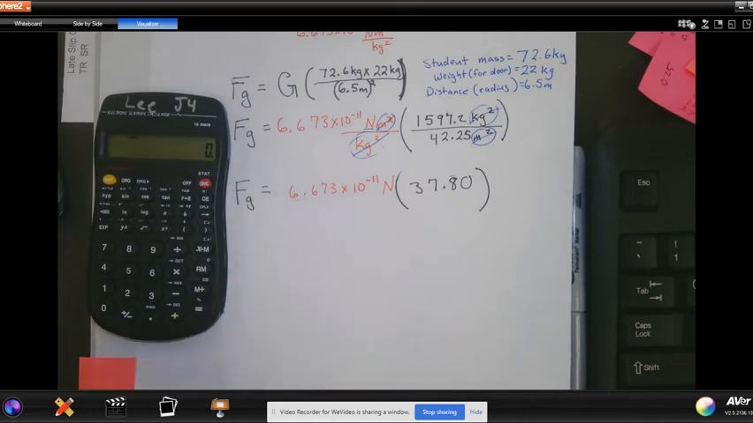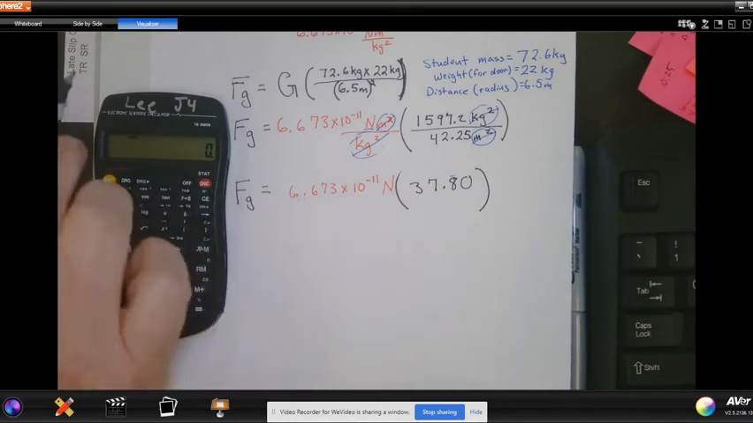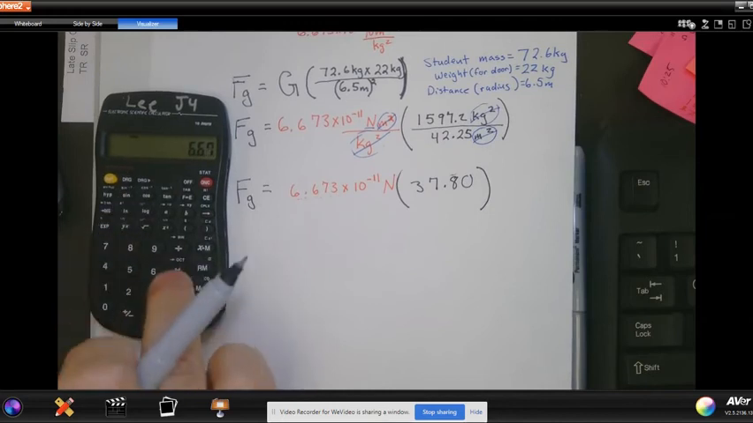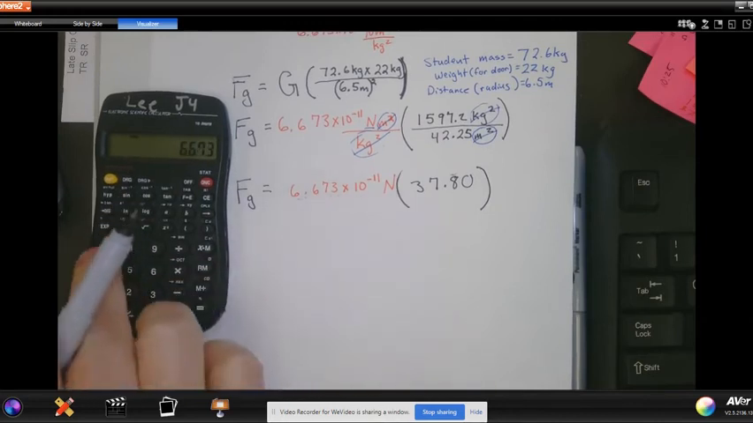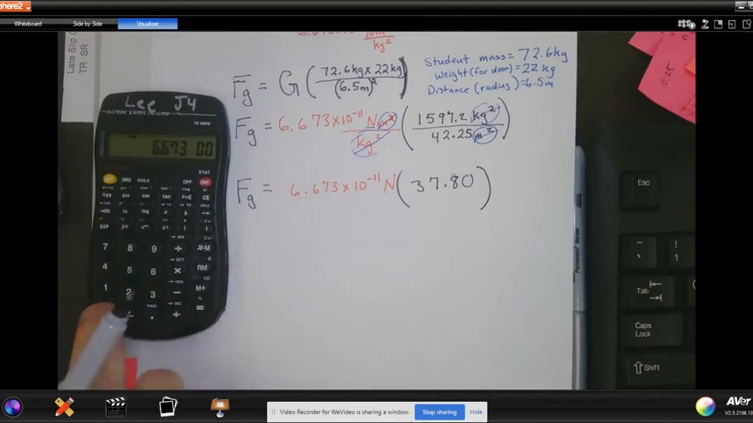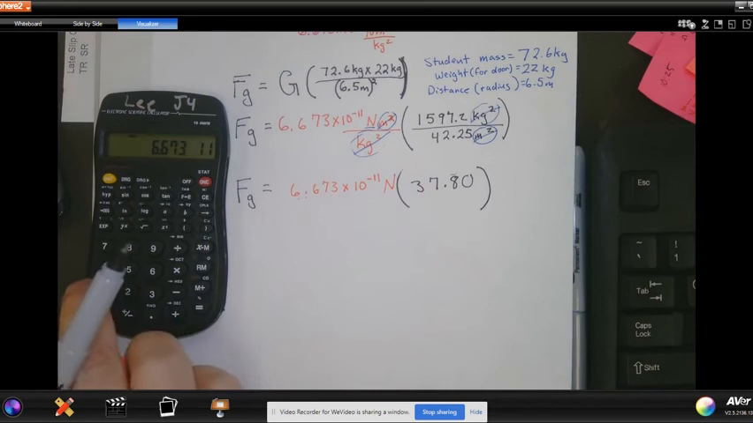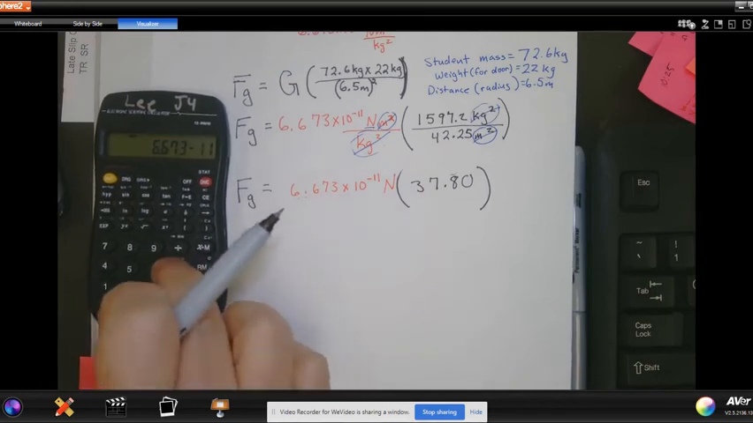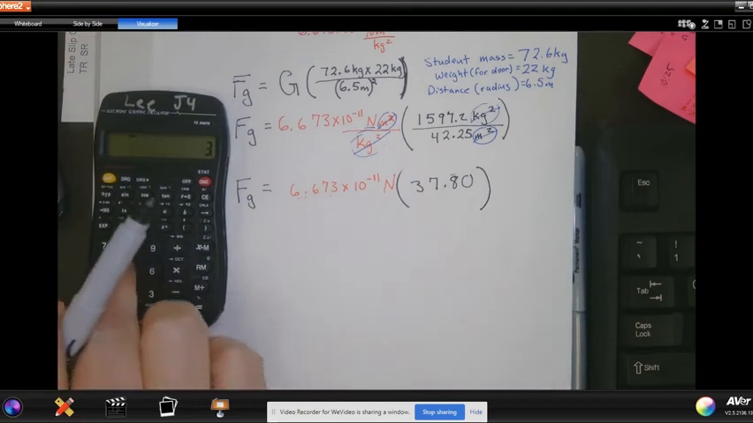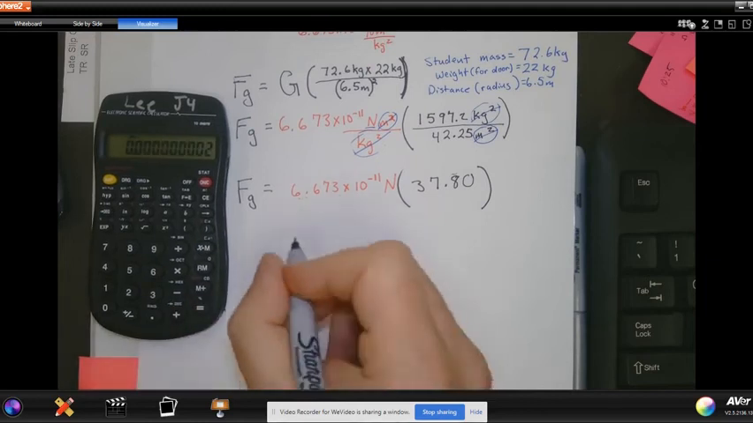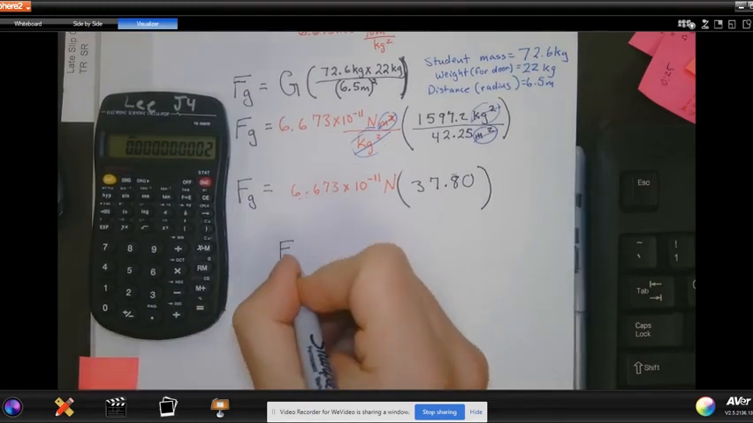All right, so we have to put in the gravitational constant. That means we have to use the exponent. So we're going to use the student calculator so you guys know how to use it. 6.673, and I need to hit the exponent. And I'm going to say 11, but that's a negative 11, so I'm going to hit the little negative there. And I'm going to multiply that by 37.8. And that's going to give me this answer of force of gravity.